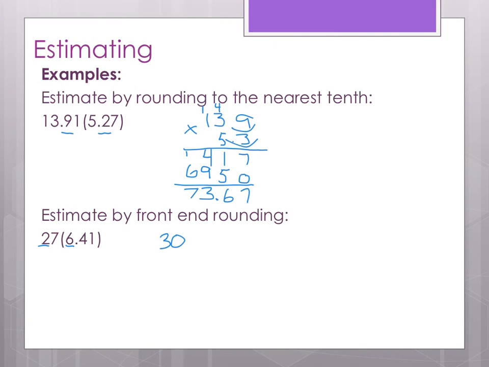For my decimal number, 6 and 41/100ths, I look to the right to the 4. That's not going to make the 6 go up. It stays the same, so it just stays as 6, and I drop off everything after the decimal. And now I'll multiply these two numbers. 6 times 0 is 6, or 0, excuse me. And 6 times 3 is 18. So my estimation here with front-end rounding was 180.